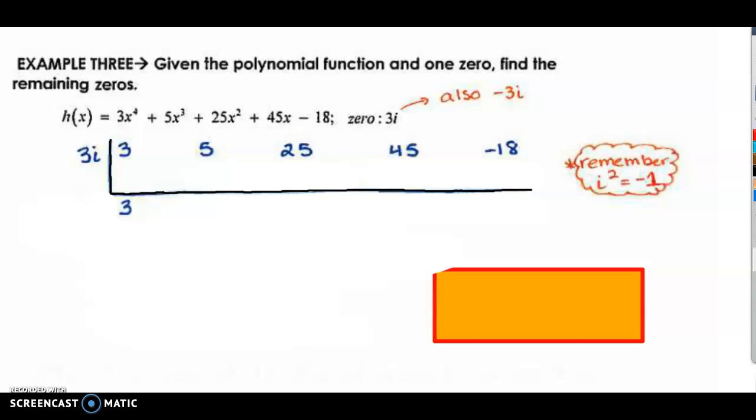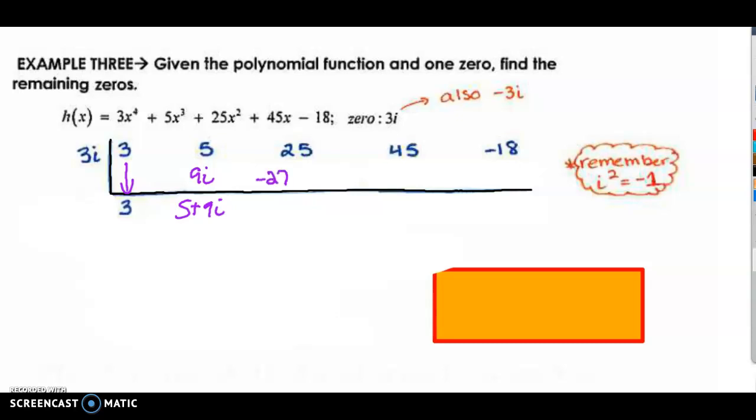Okay, so bring down my 3 and start. 3 times 3i is 9i. 5 plus 9i. You can't add the i's and the 5. Now I have to multiply 3i times 5 plus 9i. When I do that, I end up with 3 times 9 is 27, i squared. i squared is -1, so that's going to be a -27.